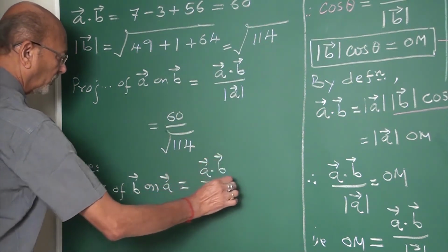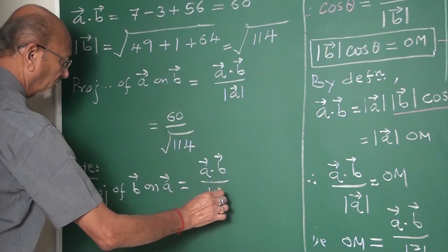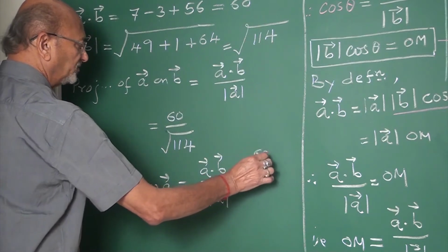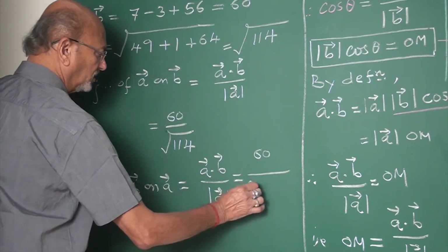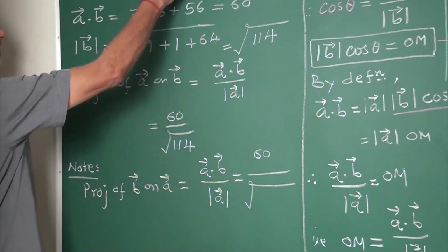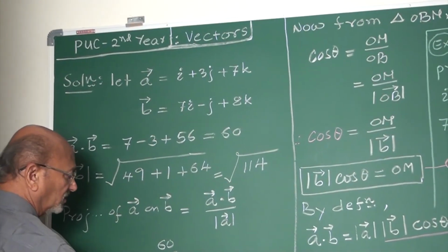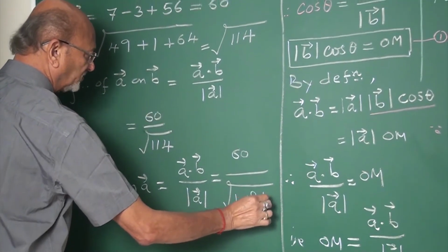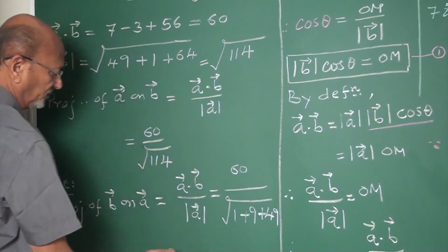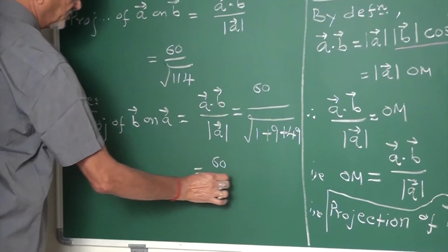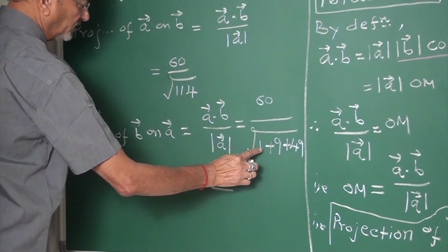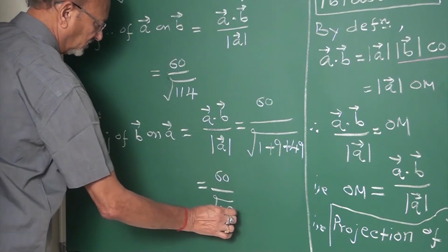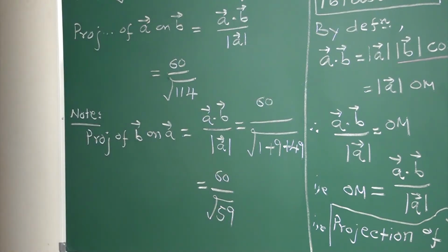A dot B upon magnitude of A, my friend. Second vector, magnitude of A equal to A dot B upon square root of magnitude of A, 1 square plus 3 square plus 7 square, which is 60 upon square root of 1 plus 9 plus 49, root 59. Root 59. Yes, my friend.